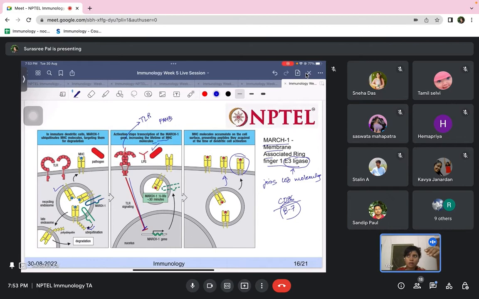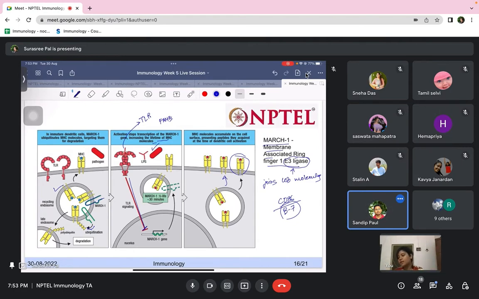So what will be their function if they are expressed on the cell surface if they are not pathogenic, right? So these MHC molecules are continuously recycled. That is why all protein molecules, ubiquitination will happen, like it will be tagged on the MHC when it is on the surface.